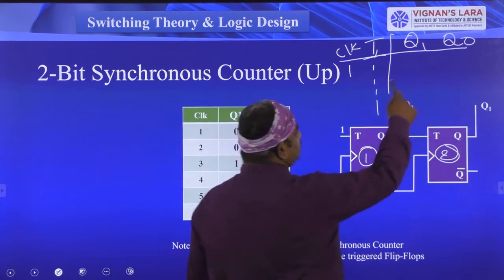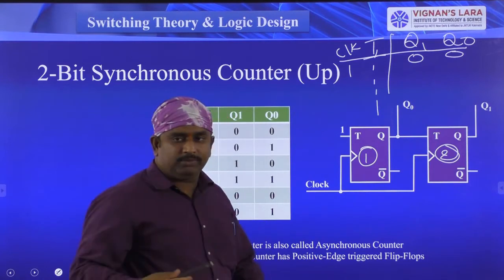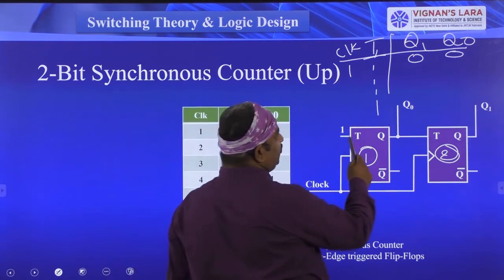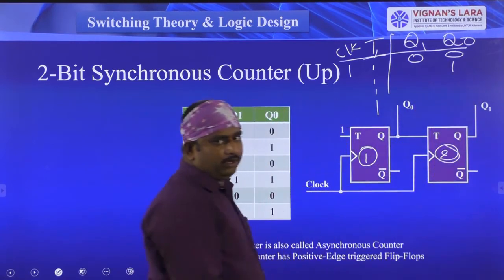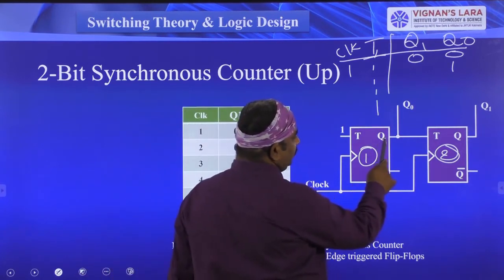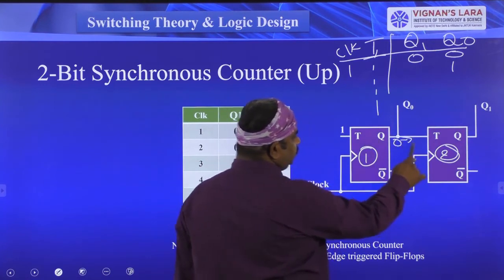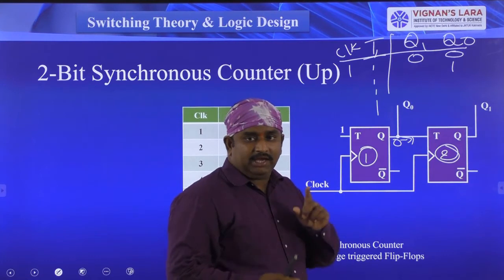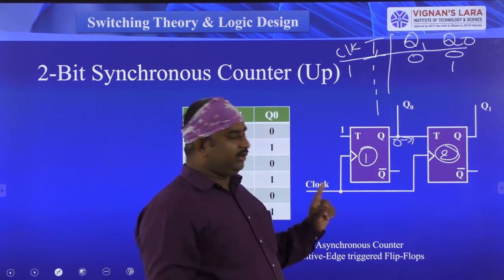Previously, I am assuming the two outputs as 0, 0. Now I have given the first clock pulse, so the first flip-flop output, that is Q0, is shifting from 0 to 1. When the output is shifting from 0 to 1, here we have to remember one piece of information.